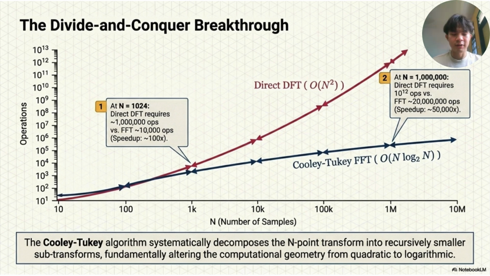The practical implications are breathtaking. For 1024 points, the FFT is approximately 100 times faster. At 1 million points, it is 50,000 times faster. This dramatic increase in speed made real-time frequency analysis stable, practical, and highly energy efficient.